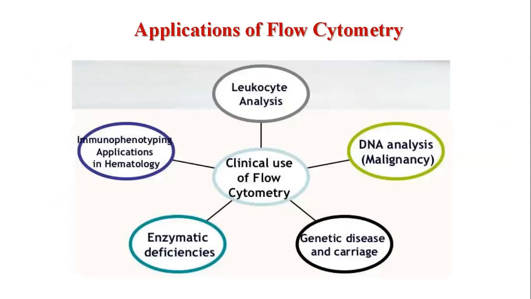So this is the application of flow cytometry. This can be mostly used for clinical use. So for genetic disease detection, DNA analysis in case of malignancy, then cell types in case of apoptosis study, in case of hematology, immunophenotyping applications, in case of enzymatic deficiency studies, and in case of leukocyte analysis, we can use flow cytometry.